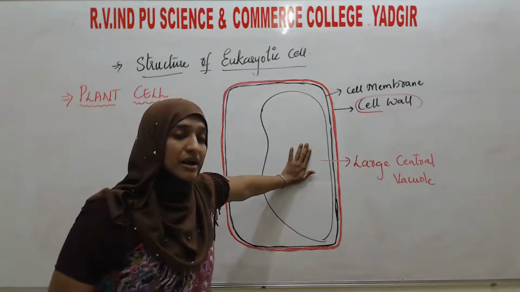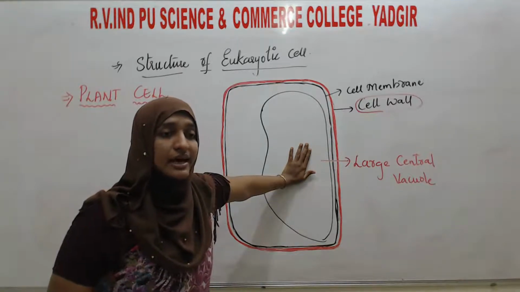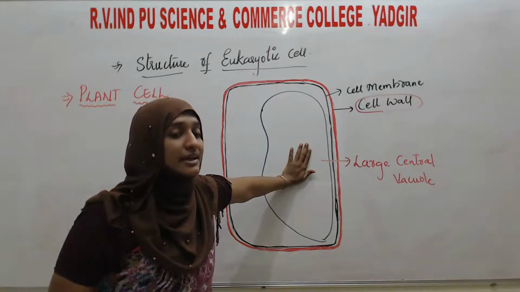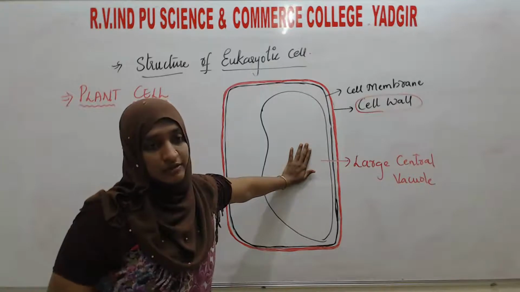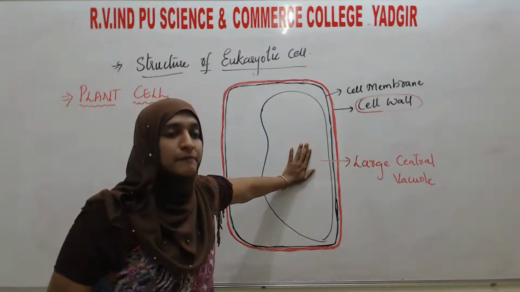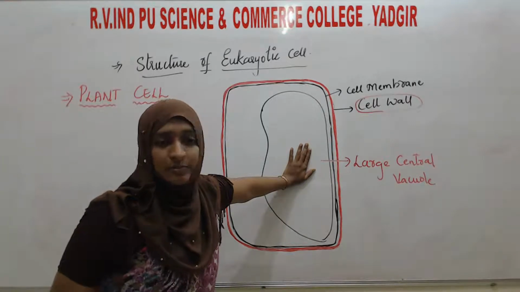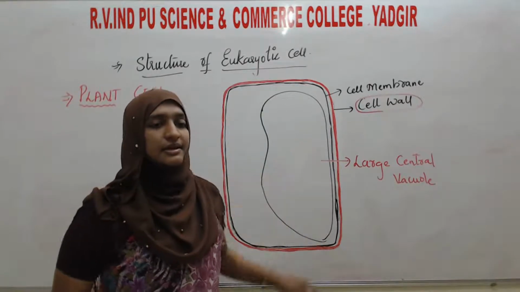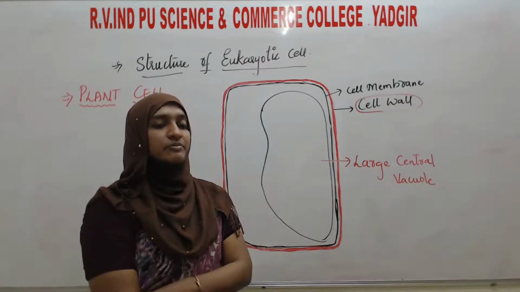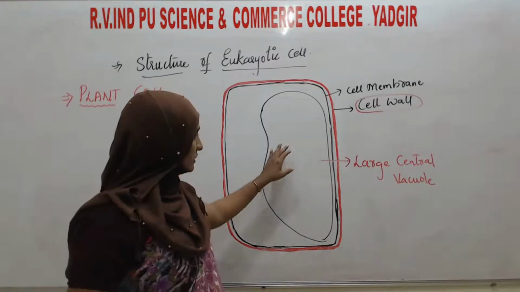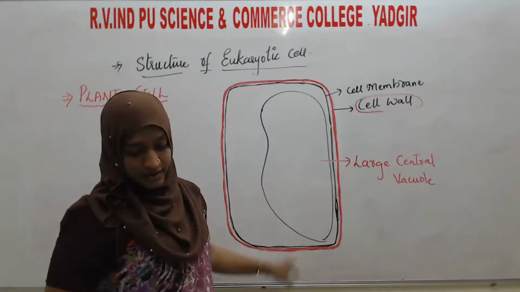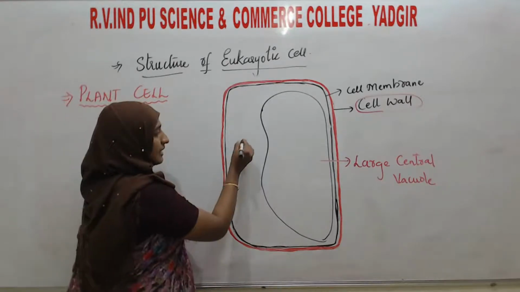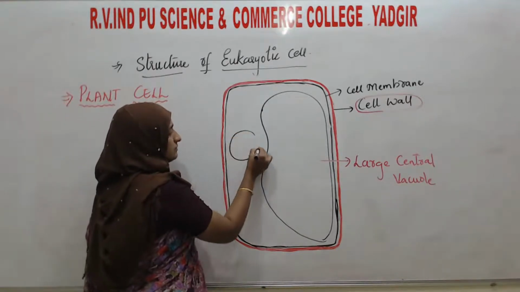And here in the plant cell, as you had seen in the animal cell, there was a presence of a nucleus at the center of the cell. But here in the plant cell, this nucleus is not present in the center. Instead, here there is a presence of a large central vacuole. And where does the nucleus lie? The nucleus will lie at the peripheral region.